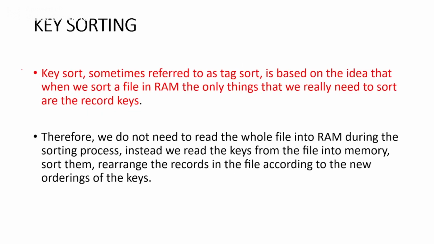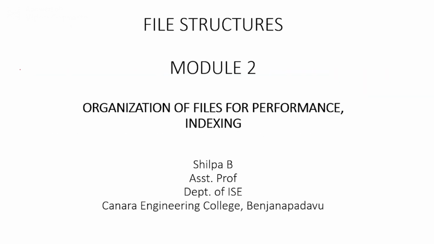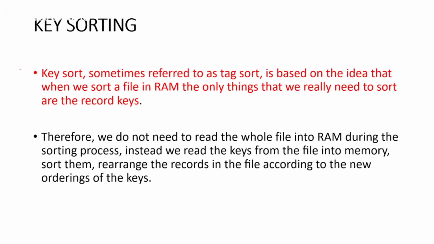So today let us go for organization of files for performance and indexing. Here we have the topic called key sorting. So what exactly is key sorting? It is based on the idea that when we sort a file in the memory, the only thing that we need to sort is the record keys. So, no need of reading the whole content of the file during the sorting process. Instead, we read the keys from the file into the memory, sort them, and rearrange the records according to the new order of the keys.